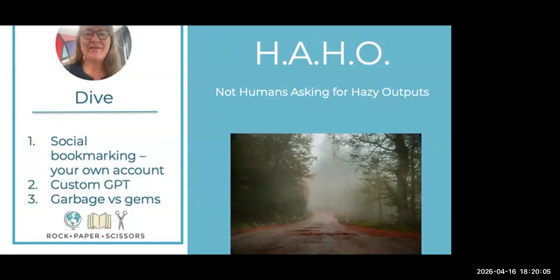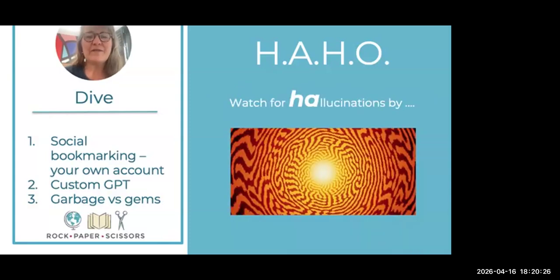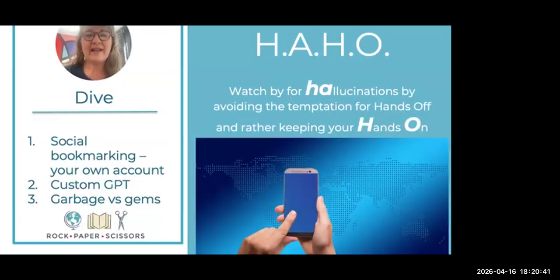And then I made this up, this HA HO, right? It can feel like interacting with a human, but it's not, right? So I just made up a funny acronym for this. It's not humans asking for hazy outputs, right? But rather it's watching for the HA, which is hallucinations, right? So we really want to be careful at looking at what it gives us and making sure that it's not hallucinating by always keeping your hands on, right? So not ever taking something verbatim and sticking it into a report without reading it.